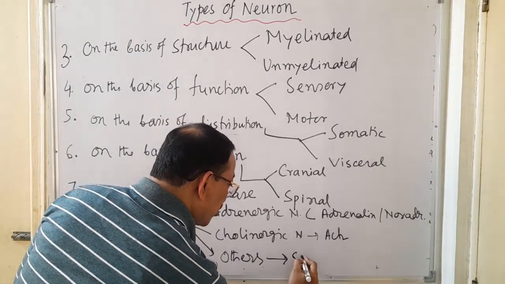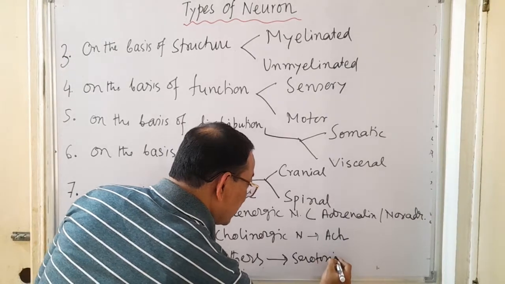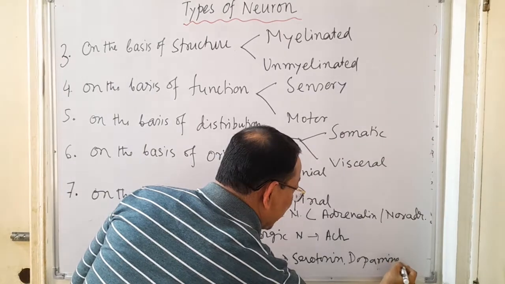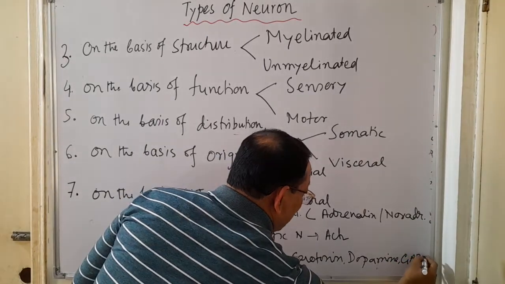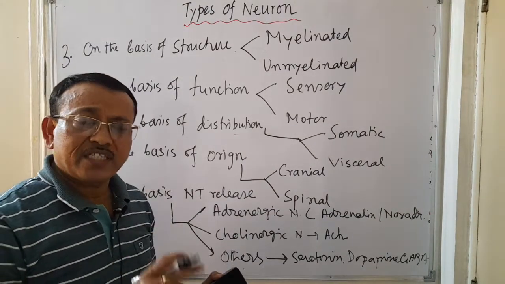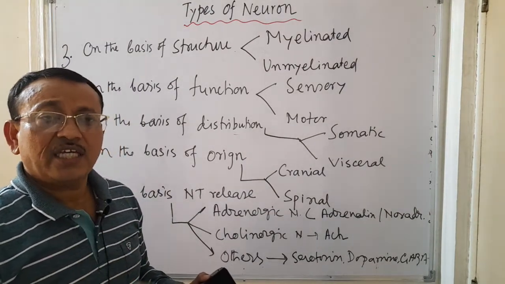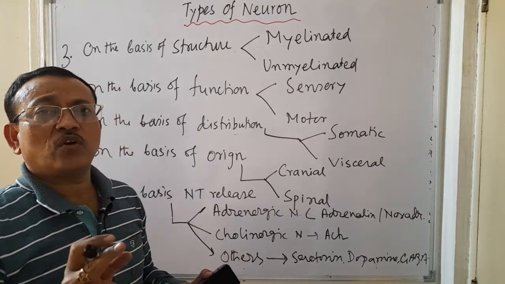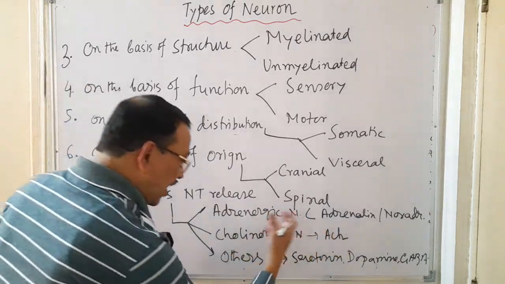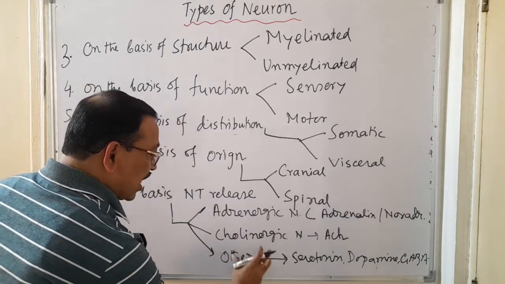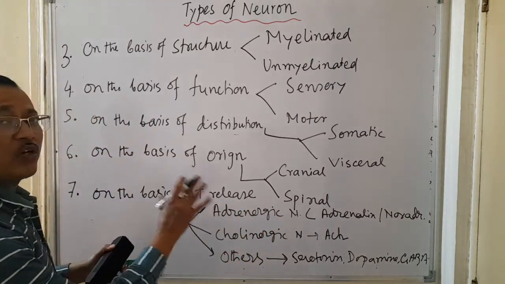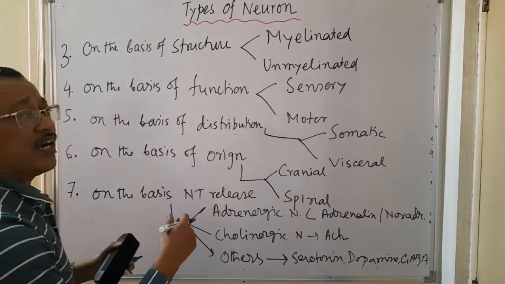Under this there is serotonin, dopamine, and GABA. If serotonin is released, those are known as serotonergic. If dopamine is released, those are known as dopaminergic. If GABA is released, those are known as GABAergic. So these are under the same others category. So these are the three types of neurons on the basis of neurotransmitter release. So these are the different types of neurons.